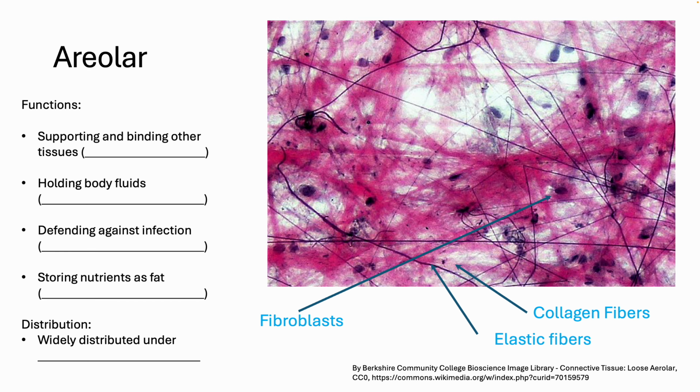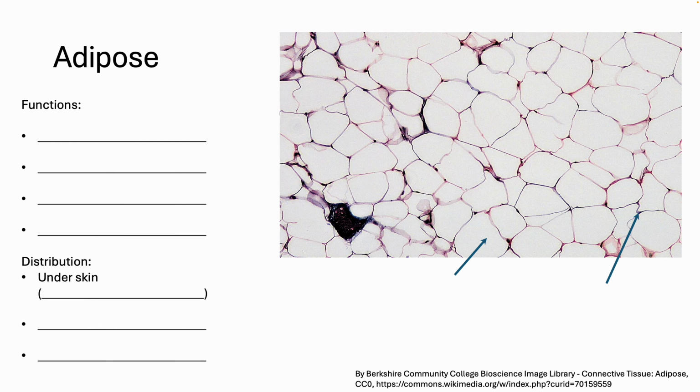It functions by helping to support and bind other tissues. That's a function of their fibers. The ground substance holds body fluids. It helps defend against infections due to the white blood cells and macrophages that are present. And fat cells present there are going to help to store nutrients. They're widely distributed under the epithelial tissues of the body. So you find it in most places that you find the epithelial cells.